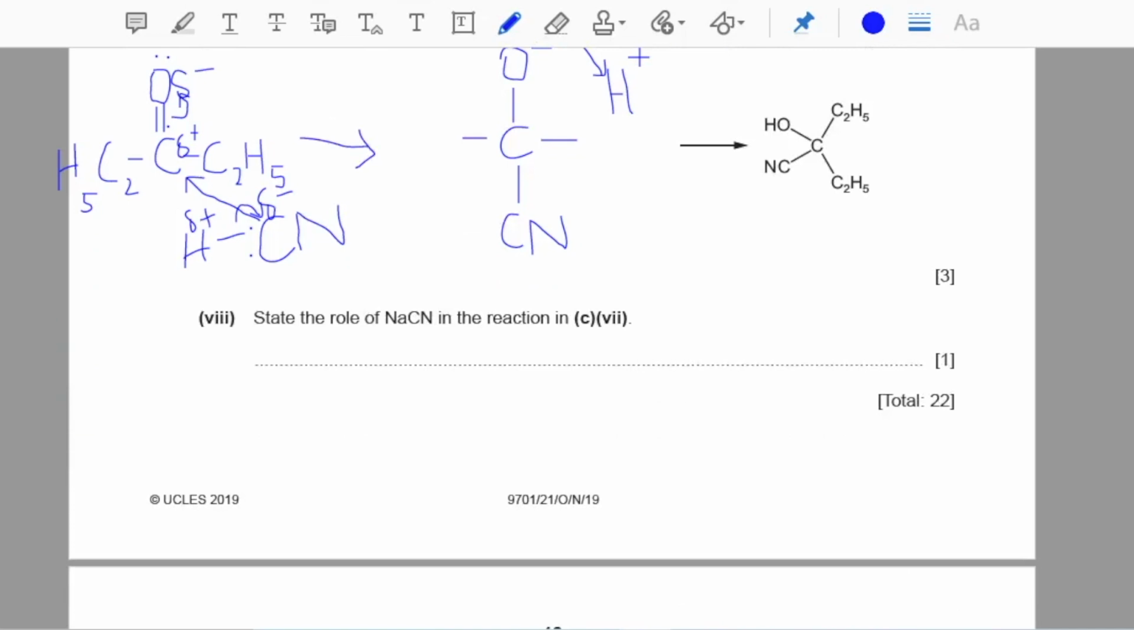Part 8. State the role of NaCN in the reaction in Part 7. So NaCN acts as a catalyst and it remains chemically unchanged throughout the reaction.